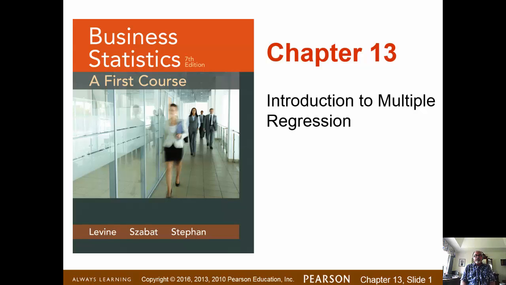Chapter 13 is multiple regression. In this chapter, we take the concepts we covered in chapter 12, simple linear regression, to the next level. In simple linear regression, we had only one independent variable, x, with which we try to predict the values of y. In chapter 13, we're going to do the same thing, that is predicting the value of y, but we're not going to restrict ourselves to just one x variable, that is one independent variable. We have multiple independent variables.